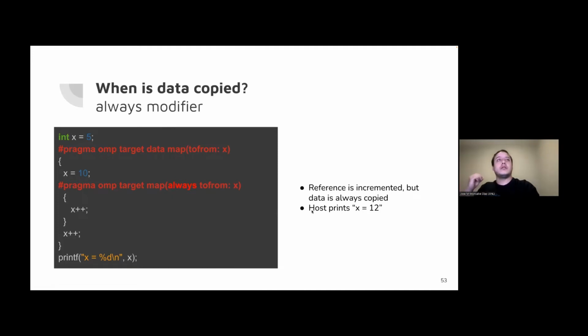So if I want to always make the data copy movement, what I need to do is apply a modifier to the map operation that will guarantee that every time I reach there, I make the copy. So in that case, I have 5 in the host, then I have 5 in the device, then I have 10 in the host, but I have an always here. That means that the device is going to go from 5 to 10 in this memory copy here, and then I'm going to increment the host here, and I get 12 here at the end.